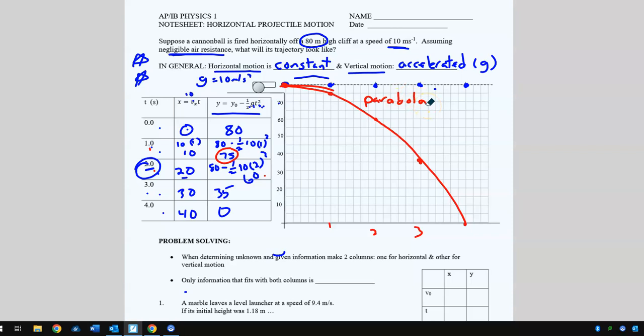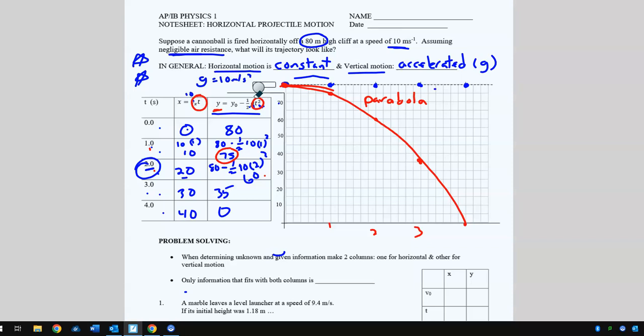Now, the AP expects you to know why it's a parabola. Okay, there's 2 ways you can look at it. One way to look at it is the x, the horizontal, changes with time, whereas the vertical changes with the square of the time. When you combine both of those, you get a parabola. That's, in a sense, the ax squared plus bx plus c kind of approach. I want you to understand this from a conceptual approach.